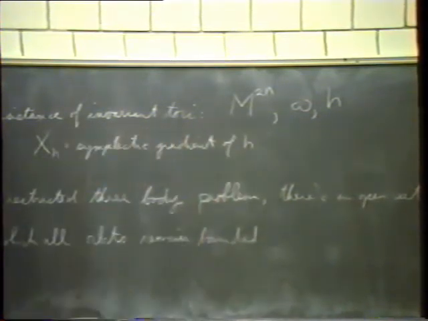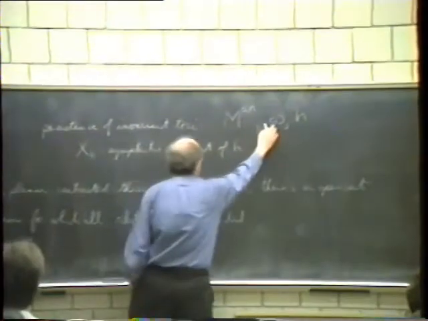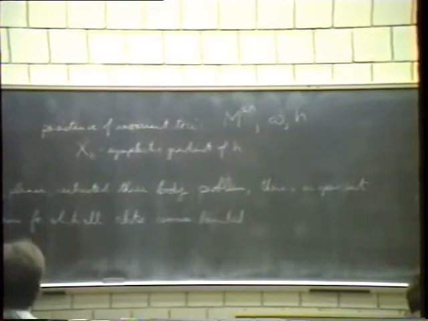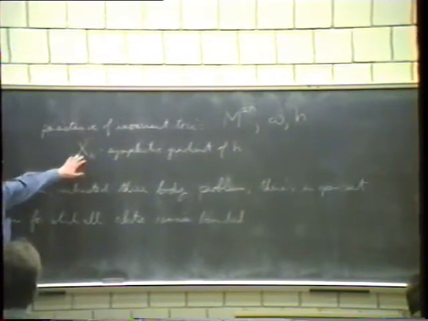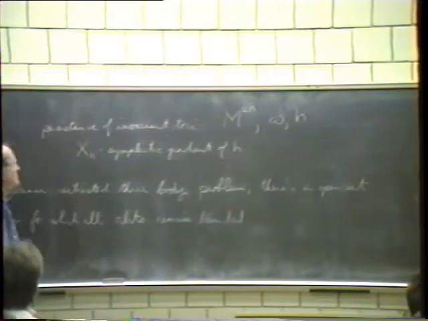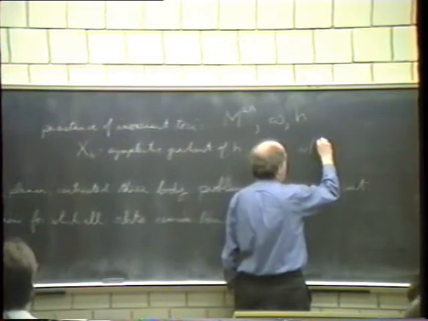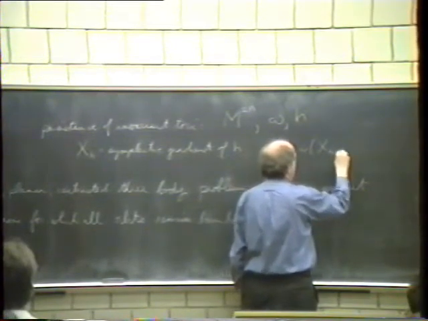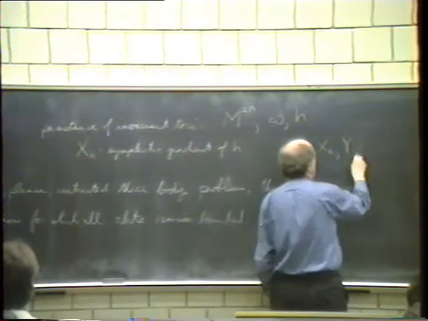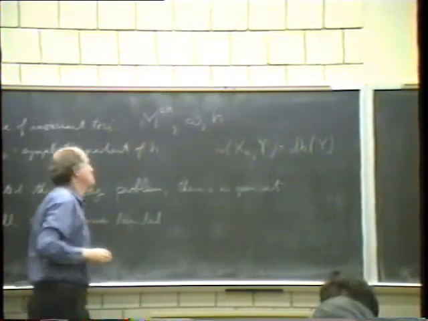Well, a symplectic gradient is formally like a gradient, but it's related to the non-degenerate 2-form formally in the same way that a gradient is related to a Riemannian metric. So if a Riemannian metric has a gradient, a symplectic structure has a symplectic gradient, which is defined by omega of xh comma y, where y is a second vector field, equals dh of y. So that's what's called the symplectic gradient.